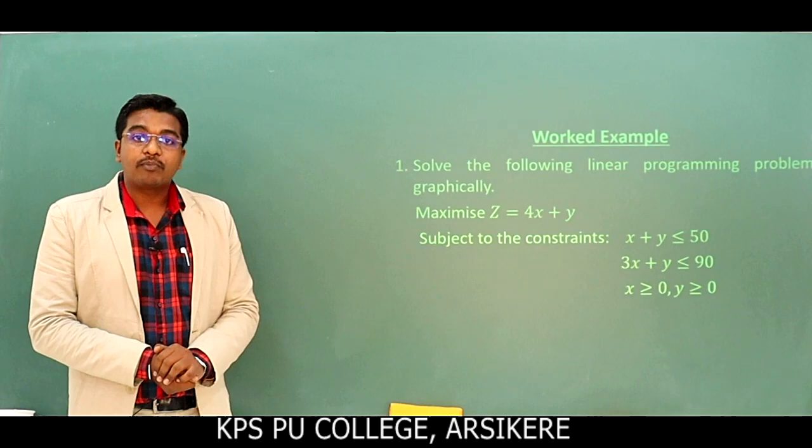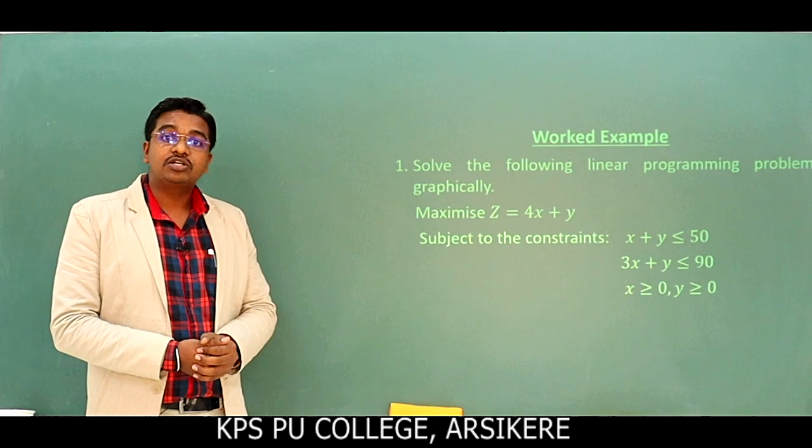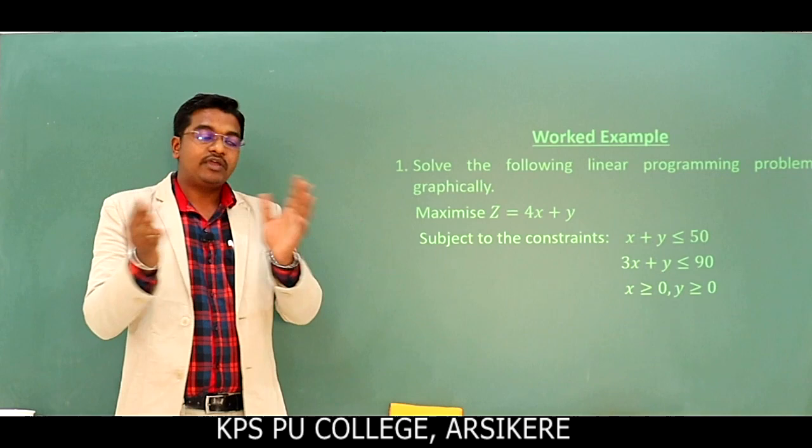This is not a verbal problem. They have given the optimization problem directly, that is the objective function and constraints. Using the constraints we have to maximize or minimize the objective function. In a verbal problem, we first convert the entire problem to mathematical form, and then we can go with the procedure.